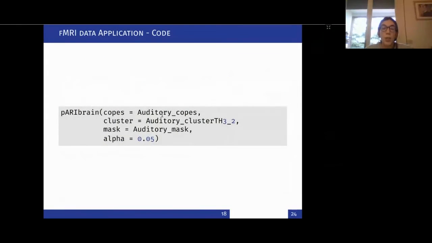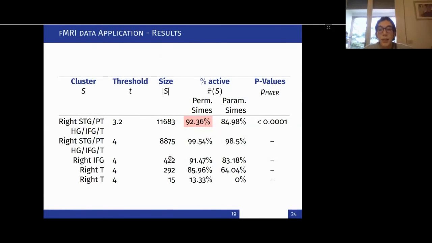And the function is very simple. We put the COPEs, so the contrast maps, and the cluster. In this case, we put directly the cluster map, so you can decide to put either the threshold or every cluster that you want to analyze, and the mask and the alpha. This is the result. I put here only one cluster using a threshold equal to 3.2. In this cluster, we can see that at least 92% of voxels are active.